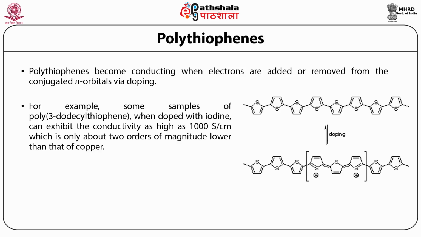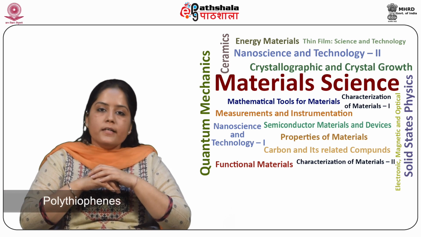For example, poly-3-dodecylthiophene when doped with iodine can exhibit conductivity as high as 1000 Siemens per centimeter, which is only about 2 orders of magnitude lower than that of copper. However, in general, one cannot achieve conductivity as high as this, which is also not desirable for intended applications such as solar cells.